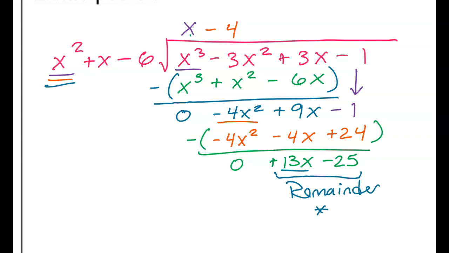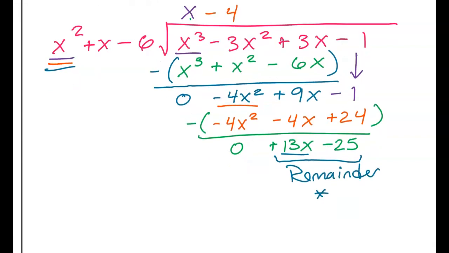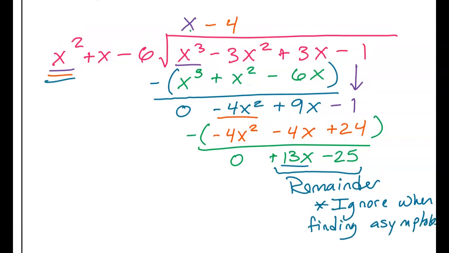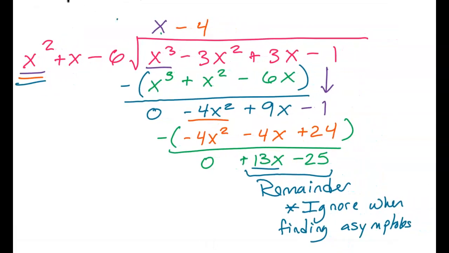Do you remember what I said to do when we're finding the slant asymptote with the remainder? You ignore it. So y equals x minus 4. Yes. So our asymptote is y equals x minus 4.